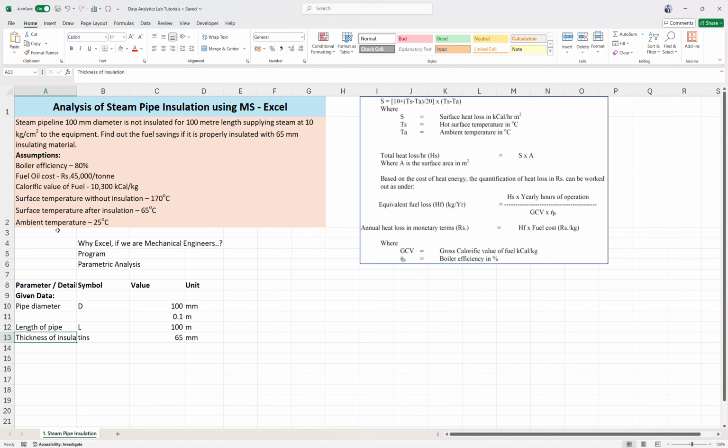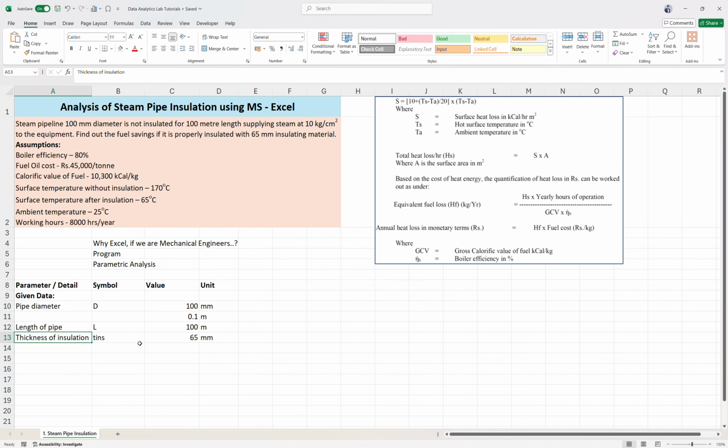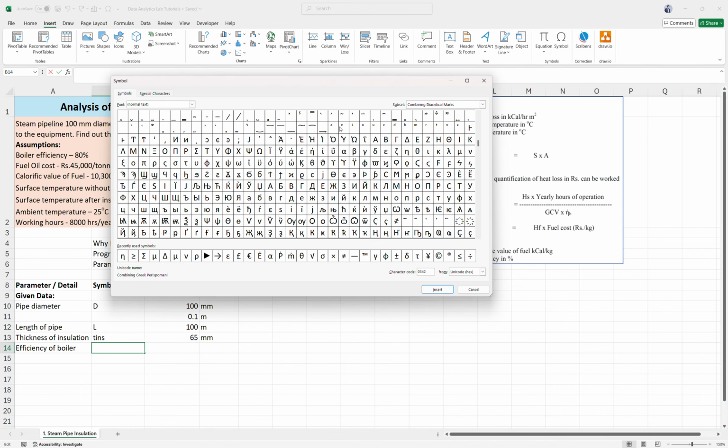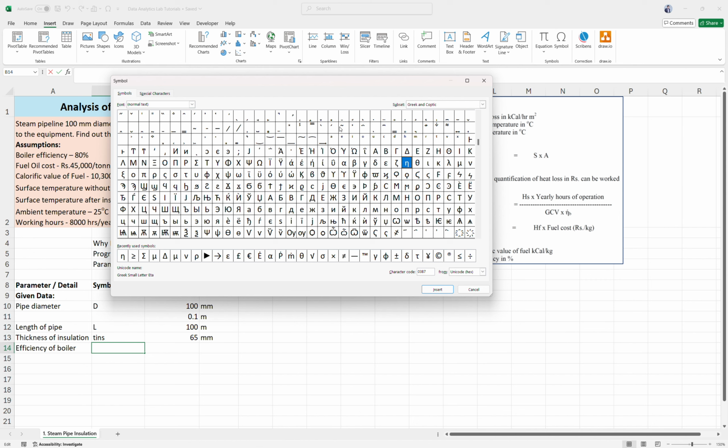Here again I can observe that this text is getting overlapped because of the column. So I will select the cell, go to the partition symbol, and then I can auto adjust the thickness of the column. Then T insulation. Afterwards, the next entity which is given is the efficiency of boiler. For this I can insert a symbol of eta. So insert symbol. Here in the Greek letters somewhere there is this eta symbol. So I will insert it.